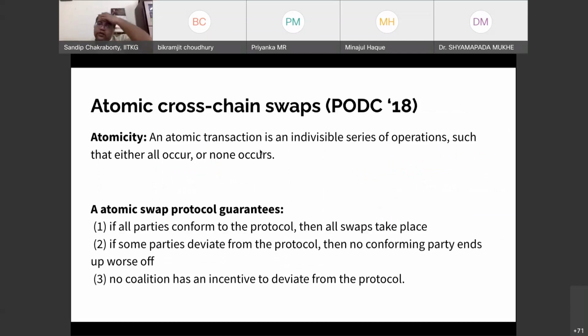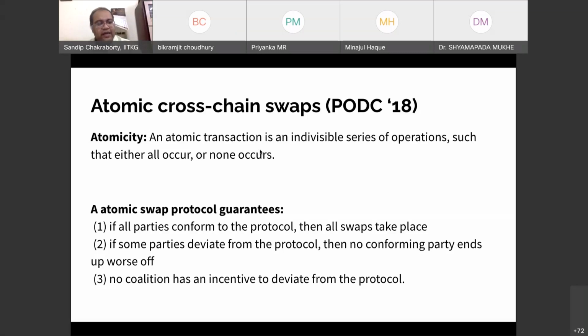So we are going to discuss this particular solution called atomic cross-chain swap that was published in PODC 18, and this became very popular in the Bitcoin and Ethereum community for cross-chain asset transfer between two different networks. This atomic cross-chain swap protocol defines atomicity as follows: an atomic transaction is an indivisible series of operations such that either all occur or none occurs. Well, that is the idea I have just explained to you.